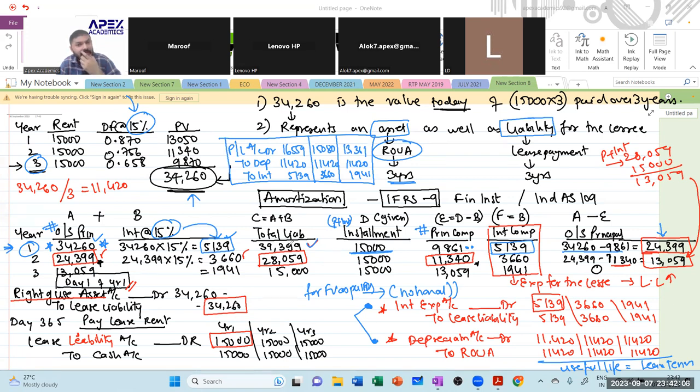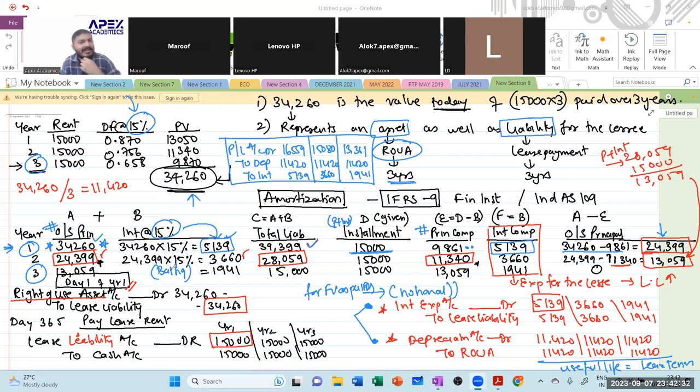Yeah, understood, sir. The same process you will replicate over 2 years. The only catch is in the third year, it has to become equal. So you don't calculate 15%. You take this as the balancing figure. Okay, understood, sir. That's the only catch. Yes, sir.